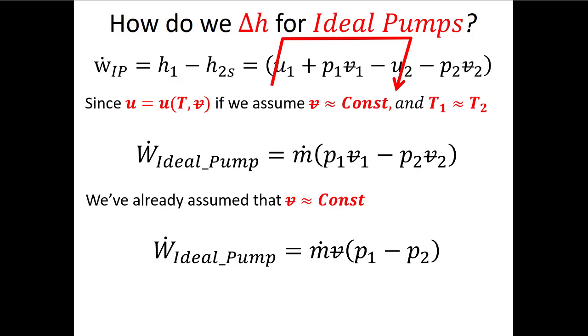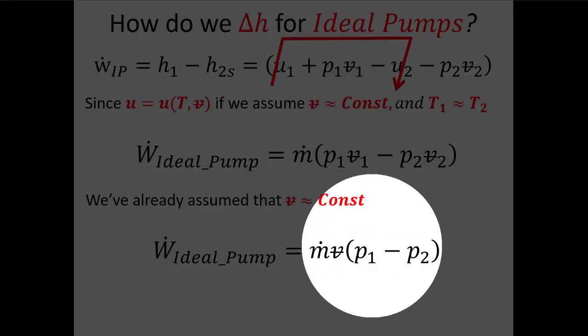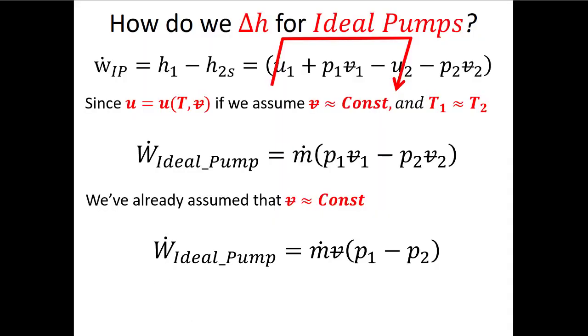Now, because the purpose of the pump is to increase the pressure of the fluid, P2 will be bigger than P1, and we expect this pump power to be negative, because work in is negative.